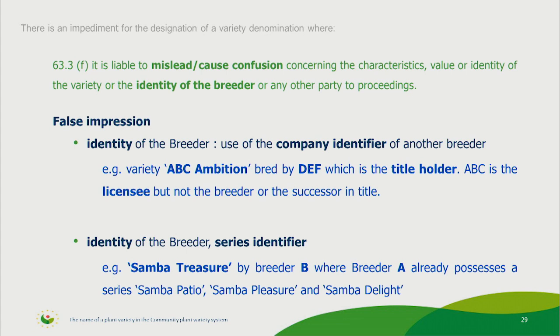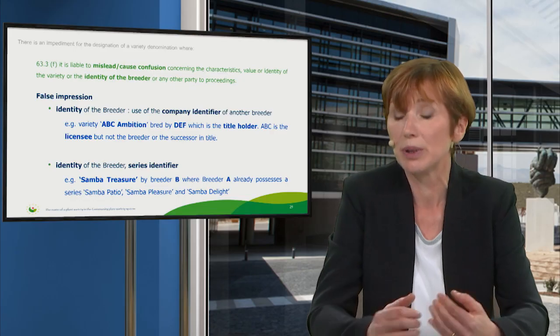This is also the case when he uses a word which already identifies a series of variety denominations from another breeder. For example, if a breeder A already possesses a series of varieties "Samba Peixo", "Samba Pleasure" and "Samba Delight", another breeder cannot use a denomination "Samba Treasure" for a variety of the same species, as it would create confusion as to the identity of the variety and of the breeder.